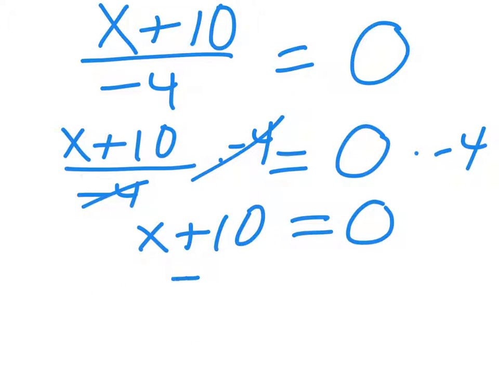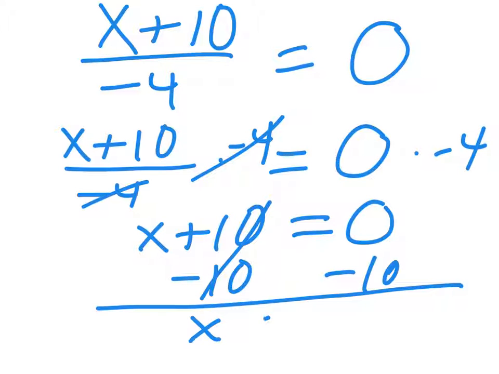Now we just go about our business the way we're used to. Subtract 10 from both sides. We get an x over here, and 0 minus 10 is simply negative 10. And if we plug that back up in the original equation, negative 10 plus 10 is by definition equal to 0. They're additive inverses. When you have a number and the negative version of that number, when you add them up, you get 0. Negative 10 plus 10 is 0, and 0 divided by anything, in this case negative 4, is equal to 0. So we're done.